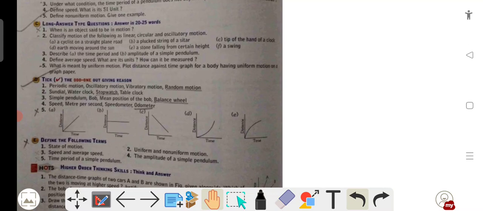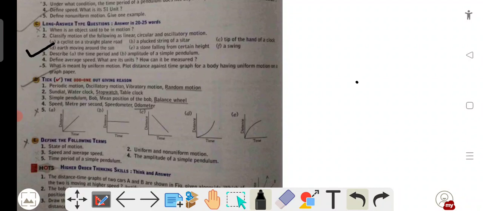C3. Here is exercise problem C3: describe the time period and the amplitude of a simple pendulum. Okay, so what is the time period? The time period is defined as the time taken by the bob, or a metallic ball, of a pendulum to complete one oscillation.